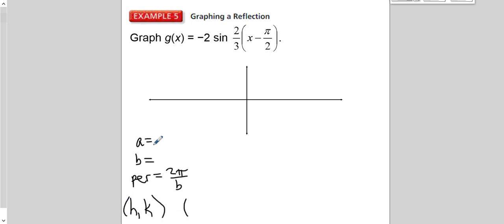A is 2, but the negative gives us a reflection. So we also have this to worry about, reflection in the x-axis. So we'll do the same process, but we'll flip it over. So when we're supposed to go up, we go down, and when we're supposed to go down, we'll go up. A is 2, B is 2/3.